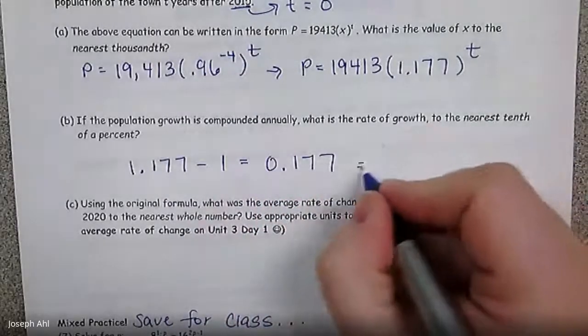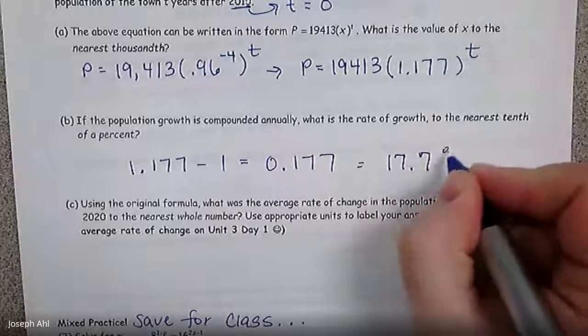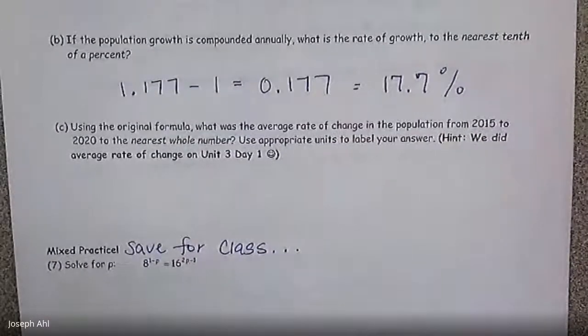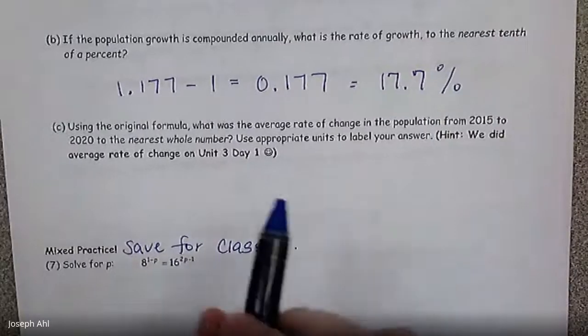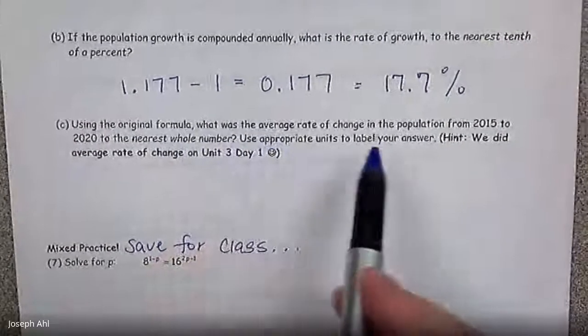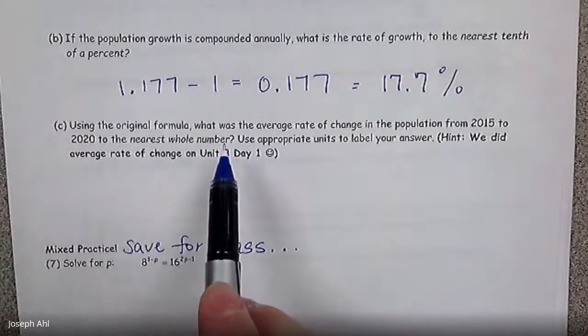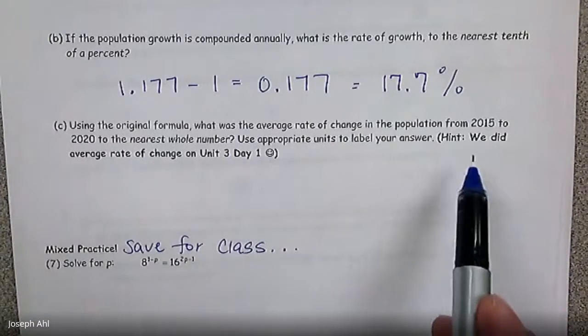So this represents a fairly large growth rate in this town, 17.7% rate of growth for this particular town. And then using the original formula, what was the average rate of change in the population from 2015 to 2020 to the nearest whole number? Use appropriate units to label the answer.